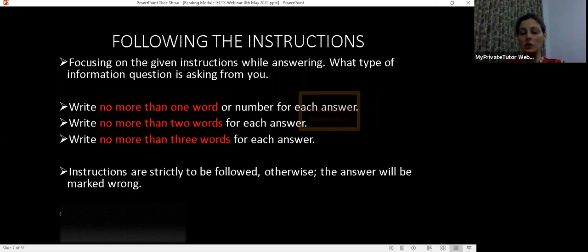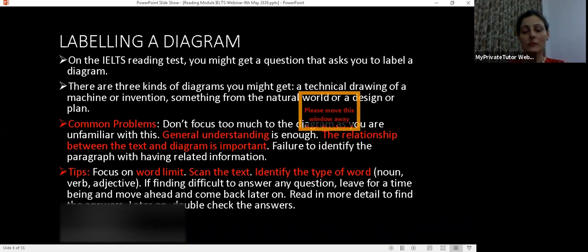Whatever the question is, you have to answer within that. You can't ignore that. The instructions are strictly to be followed. Otherwise, your answer is going to be wrong, and you are going to get fewer marks.